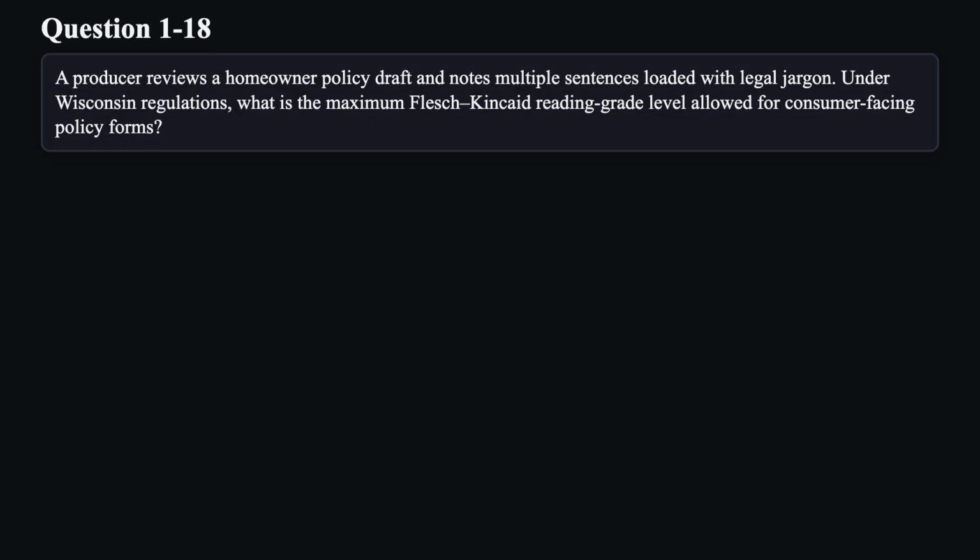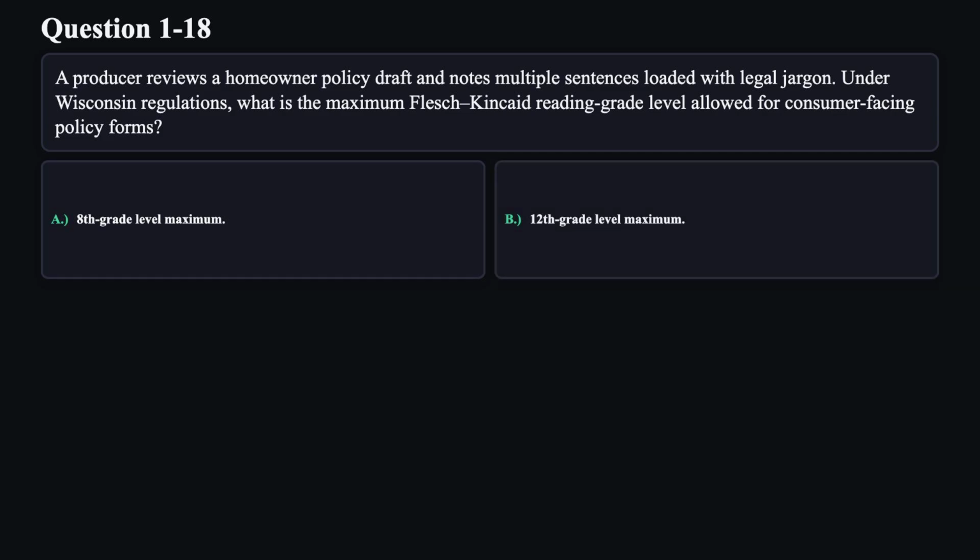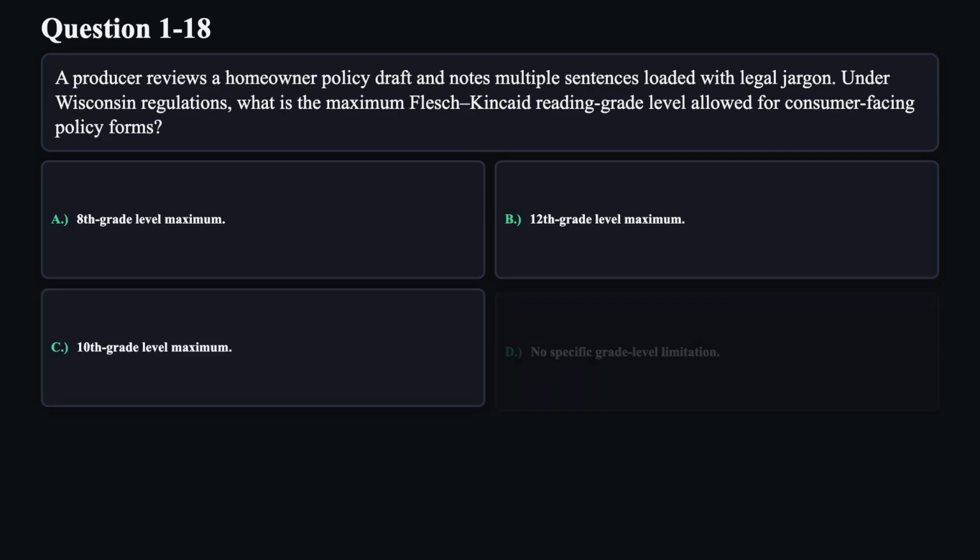Question 18. A producer reviews a homeowner policy draft and notes multiple sentences loaded with legal jargon. Under Wisconsin regulations, what is the maximum Flesch-Kincaid reading grade level allowed for consumer-facing policy forms? A. 8th grade level maximum. B. 12th grade level maximum. C. 10th grade level maximum. D. No specific grade level limitation.